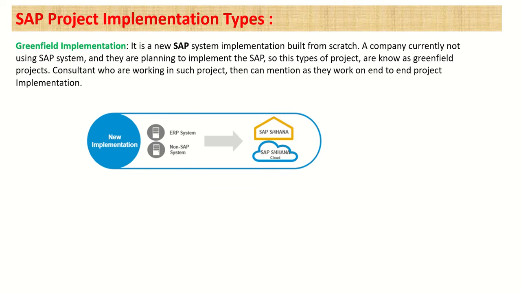Most of the time in the JD, the job description, they mention that one end-to-end implementation is required, or two end-to-end implementations are required. That means a consultant should have been involved in a project where the development is done completely from scratch. Once we work on such a project, we can call this an end-to-end implementation we have done. Fine. So this is the greenfield implementation.